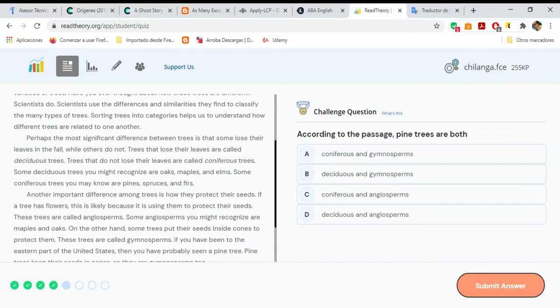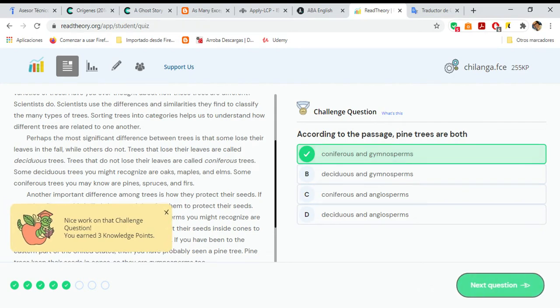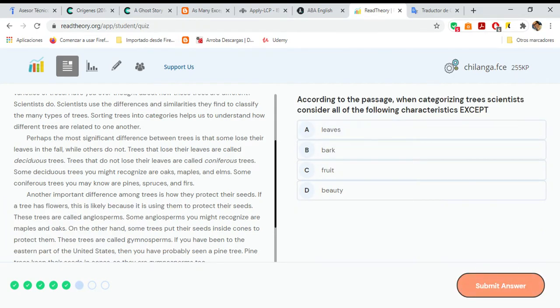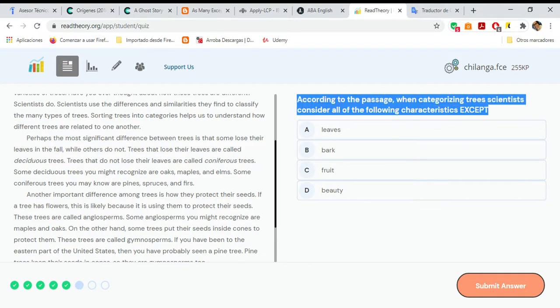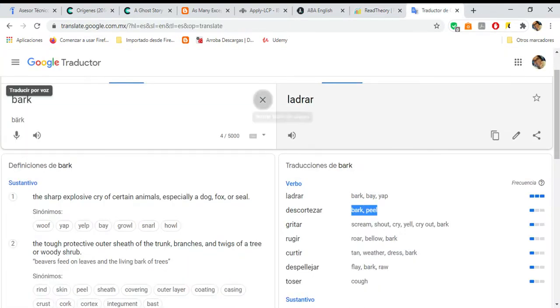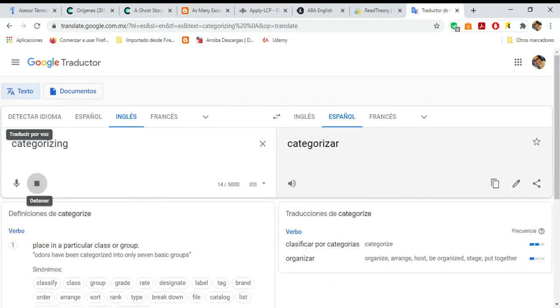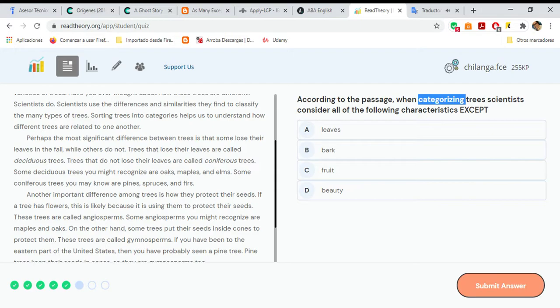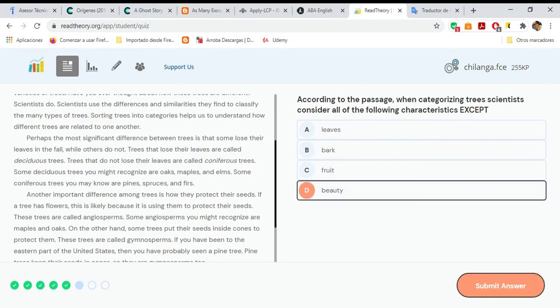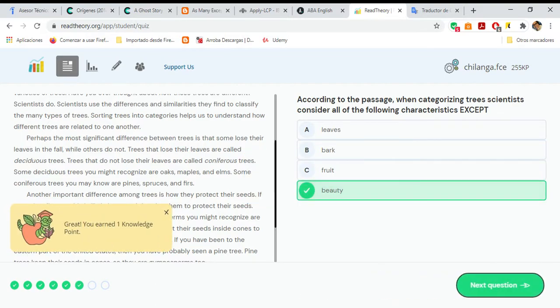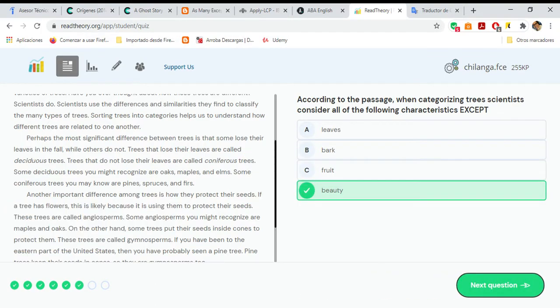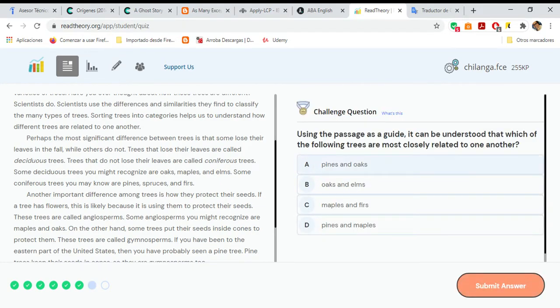According to the passage, pine trees are both coniferous and gymnosperms. According to the passage, when categorizing trees, scientists consider all of the following characteristics except beauty. Here we don't have space for beauty.